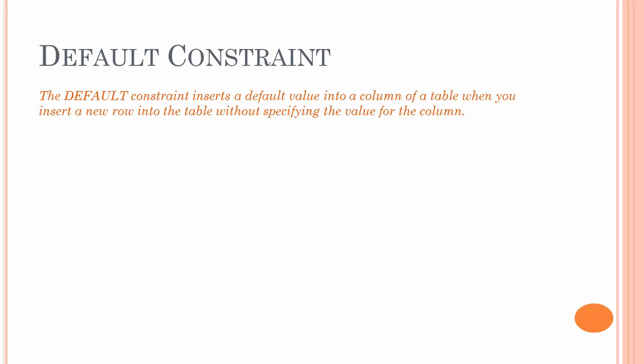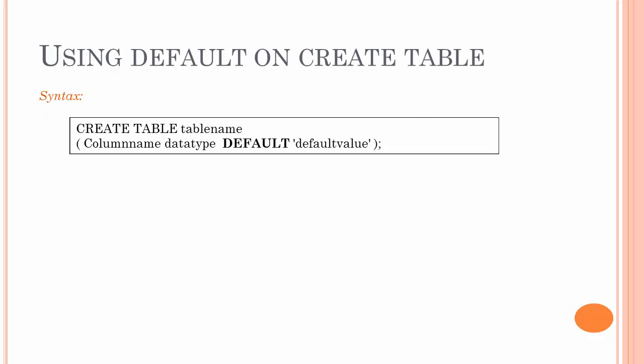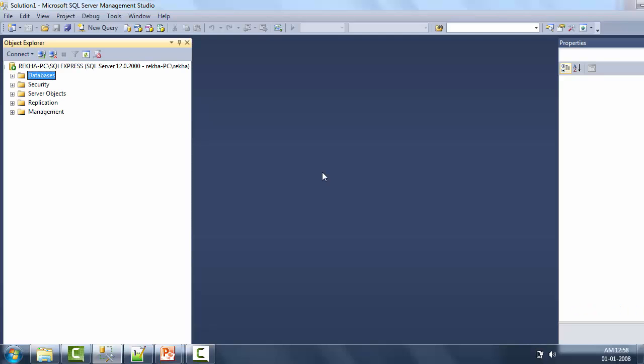Let's see the syntax of default constraint. Here you can see the syntax of default constraint when creating a new table. Create table, table name, column name, data type, then default and then default values. So let's see how can we do this in SQL Server.